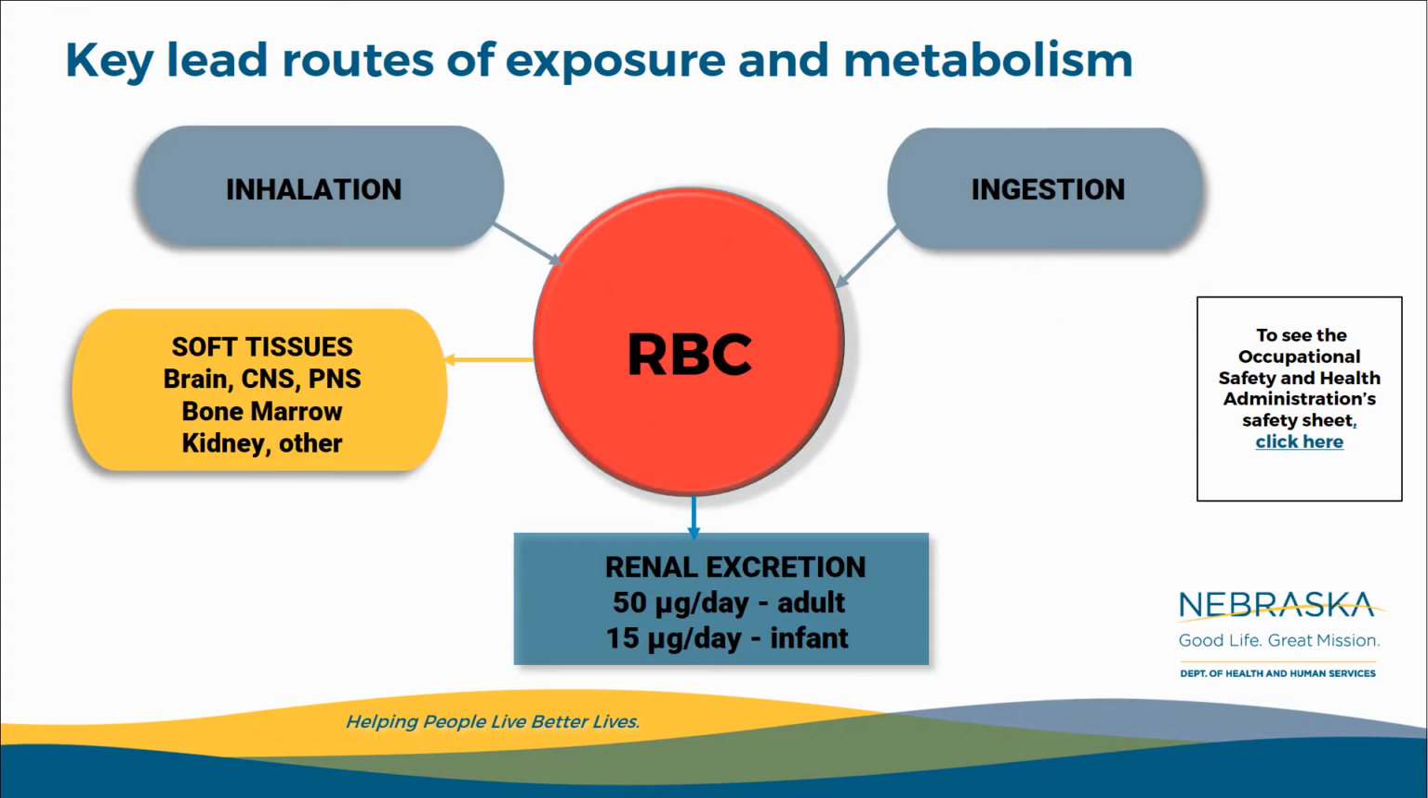Children can effectively absorb about 50% of the lead they ingest. Lead moves from the blood to the soft tissues, such as the brain, the central and peripheral nervous system, bone marrow, the kidneys, and the liver. Lead passes through the blood-brain barrier because it can substitute for calcium ions. While some lead is excreted daily in the urine, more is excreted by adults than infants.